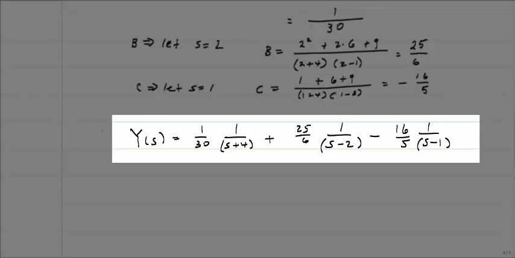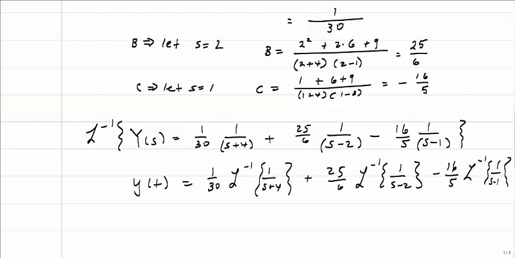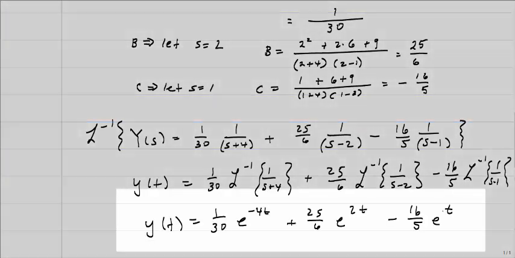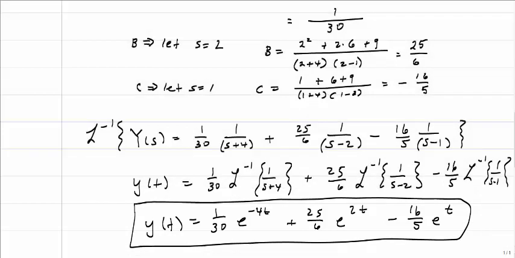Now I need to take the inverse Laplace transform of both sides, and using the linearity property I can rewrite the right-hand side as this, and finally y of t is this. Again, I don't have to go through and find my values for c, because with the Laplace transform the initial conditions are worked into the problem from the beginning.